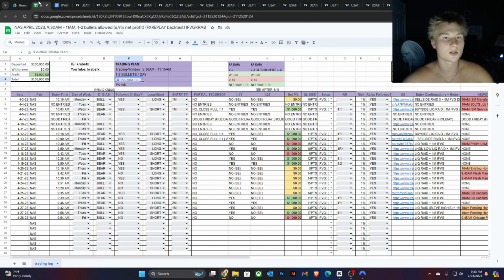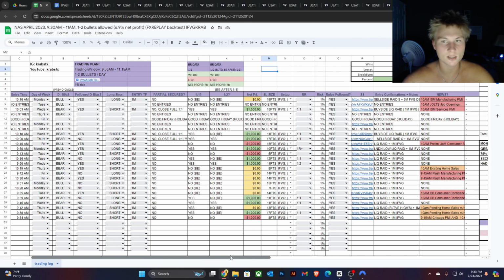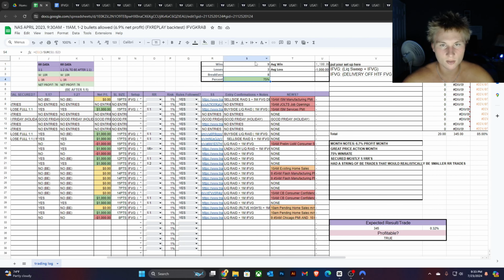But yeah, pretty much on the month, ending at plus 6.9% profit, 75% win rate. Here we had 9 wins, 3 losses, which is very good. I love seeing very low losses on the month. I would rather take a ton of break evens, a ton of risk-free trades than taking losing trades.